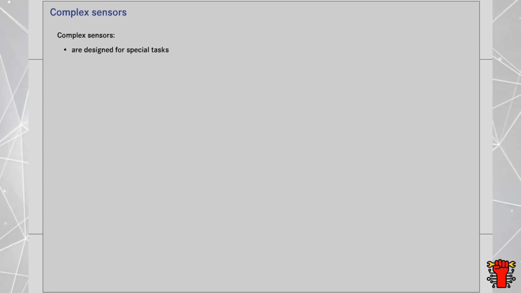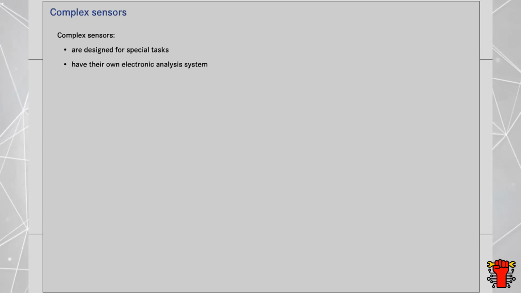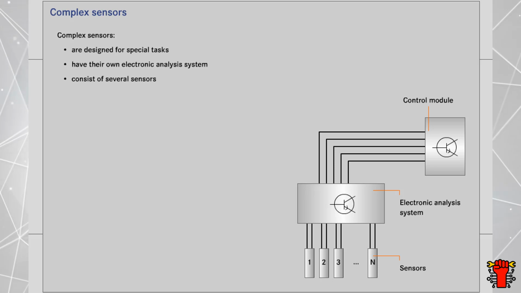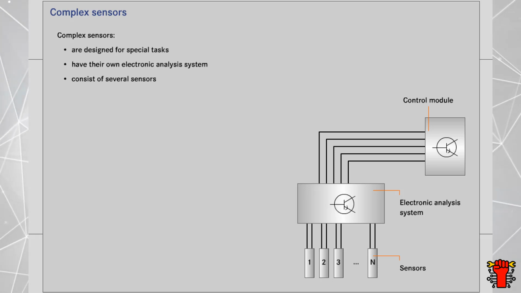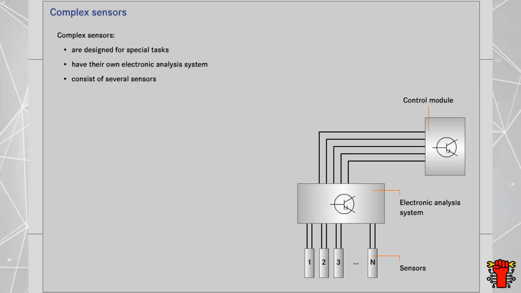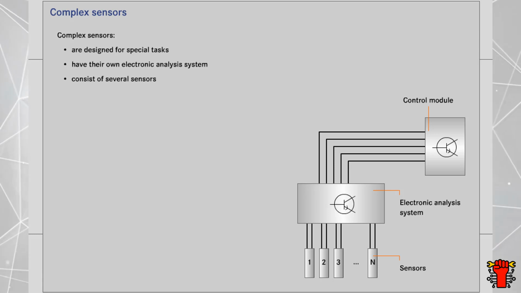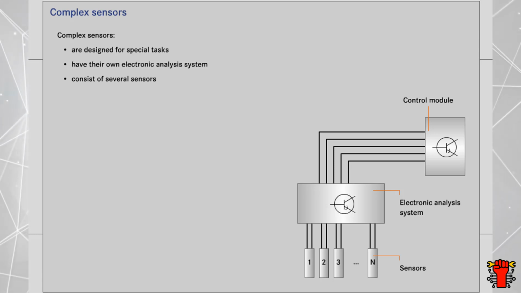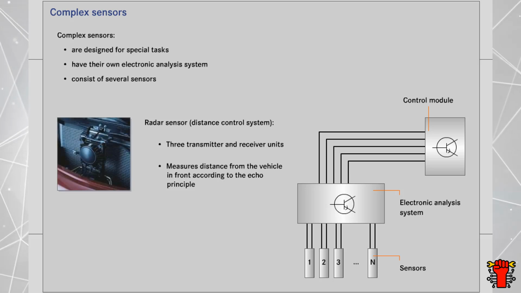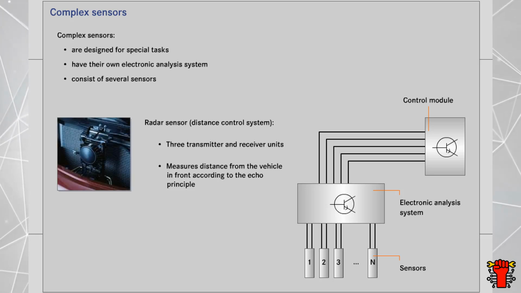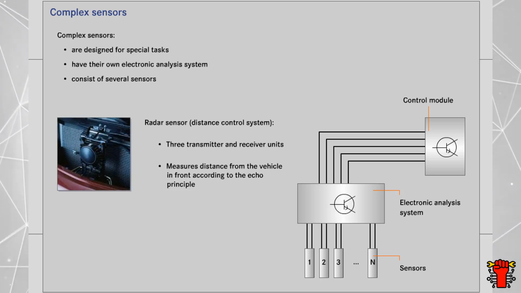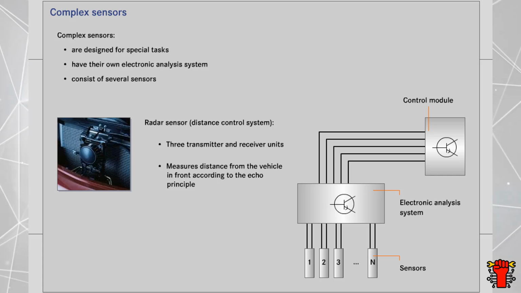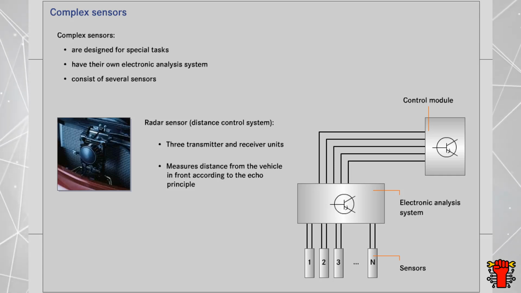Complex sensors are designed for special tasks. Like the intelligent sensors, they also have their own electronic analysis system. However, complex sensor systems consist of several sensors, and only together do these sensors supply a usable overall measurement result to the control module. One example of complex sensors is the radar sensor of the Intelligent Autonomous Cruise Control with 3 transmitting and receiving units.